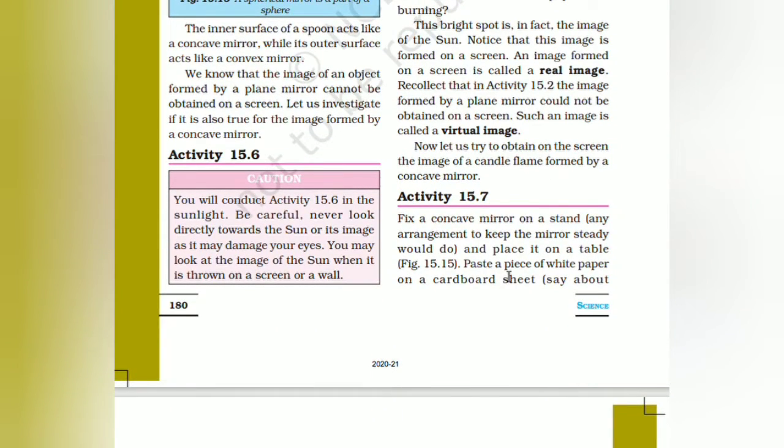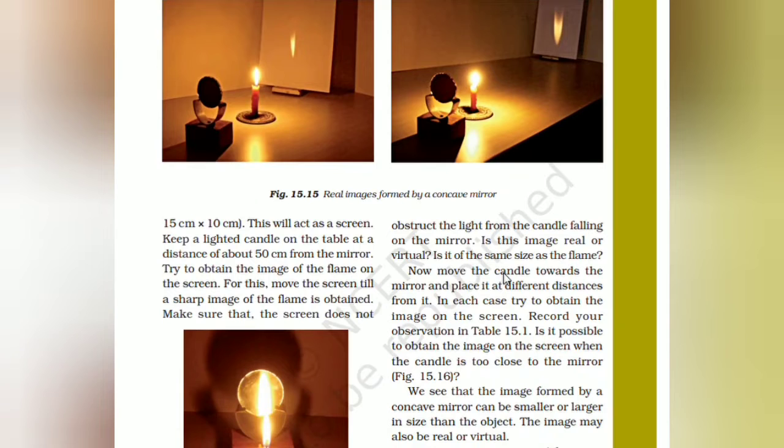Fix a concave mirror on a stand and place it on the table. Paste a piece of white paper on a cardboard sheet. This wall acts as a screen. Keep a lighted candle on the table at a distance of about 50 cm from the mirror. Try to obtain the image of the flame on the screen. For this, move the screen till a sharp image of the flame is seen. Sharp image it is, we have to move a little back.